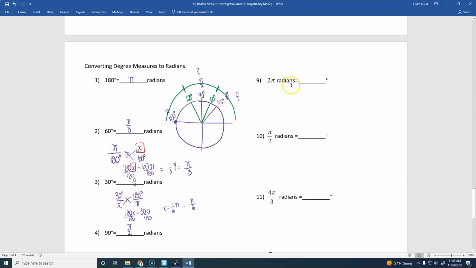Okay, I'm going to skip this one for right now. And I'm going to do one over here. Well, 2 pi, what's that going to be? 360. That's 360. And you could reason through this. Pi over 2, that one's going to be 90. Right? All right, 4 pi over 3, let's use a proportion for that. Okay? You're right, I think it's 240.